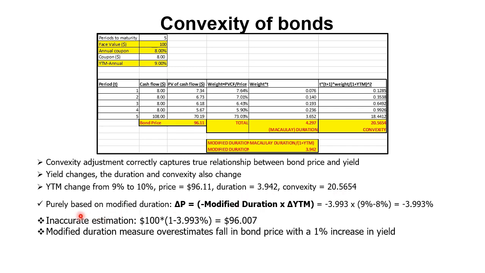Coming back to the change in YTM from 8% to 9%, had we calculated purely based on the modified duration, we would have got a figure of delta P is equal to minus modified duration into delta YTM, which is minus 3.993%. The revised bond price would have been estimated at $96.007, which is arrived at $100 into 1 minus 3.993%. Therefore, the modified duration measure would have overestimated the fall in bond price with a 1% increase in yield.